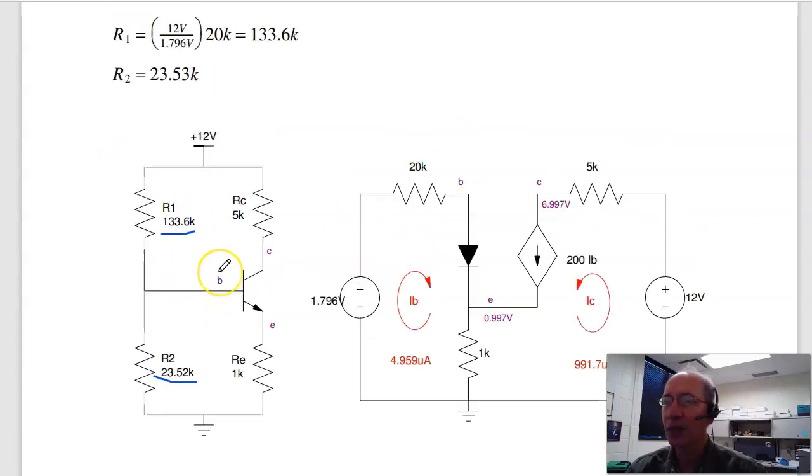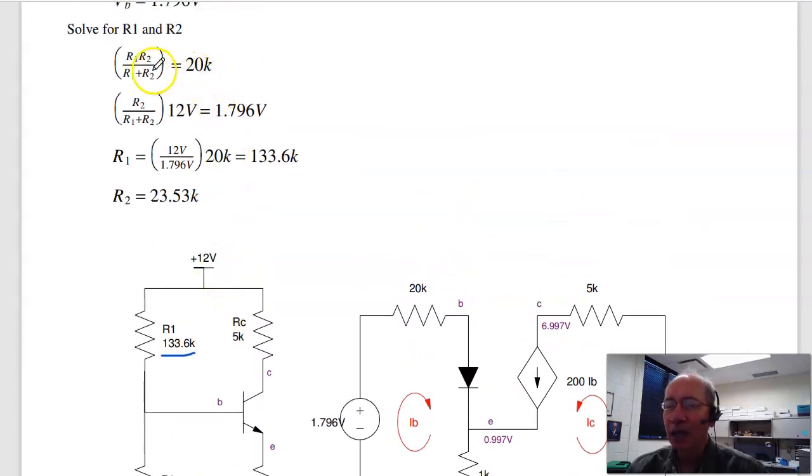So to find them, R1 in parallel with R2 is 20K. By voltage division, R2 over R1 plus R2 times 12 volts is 1.79 volts. And a trick you can do, if I take out the R1 up here, these two match. So I can substitute and find R1. Turns out that R1 is just going to be 12 over 1.7 volts times 20K, 133K.